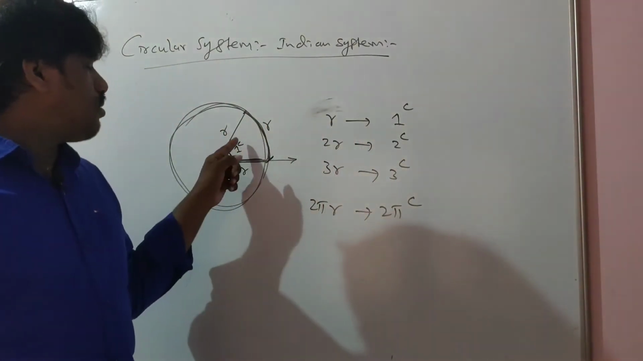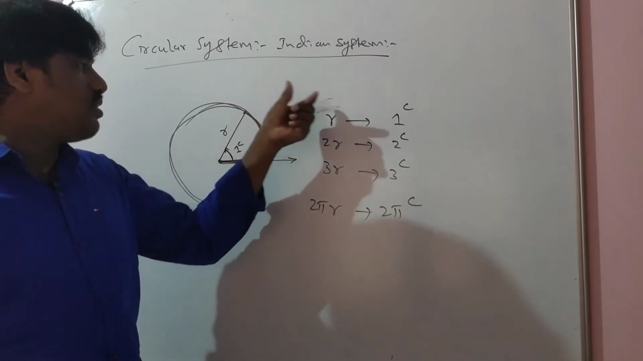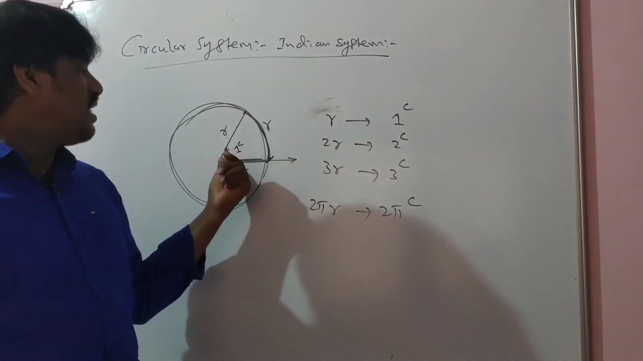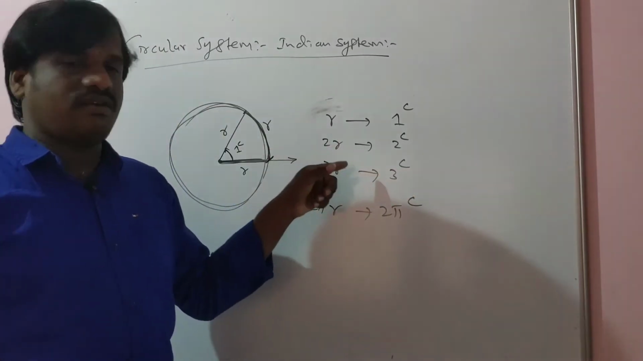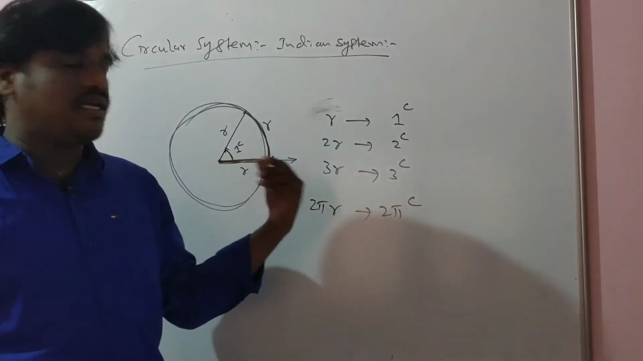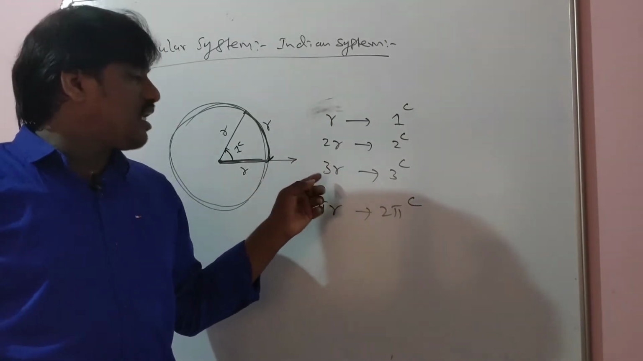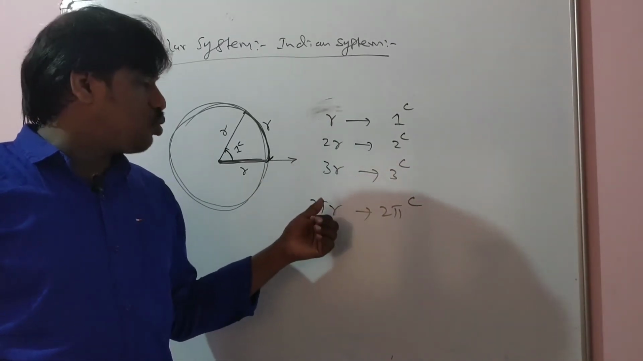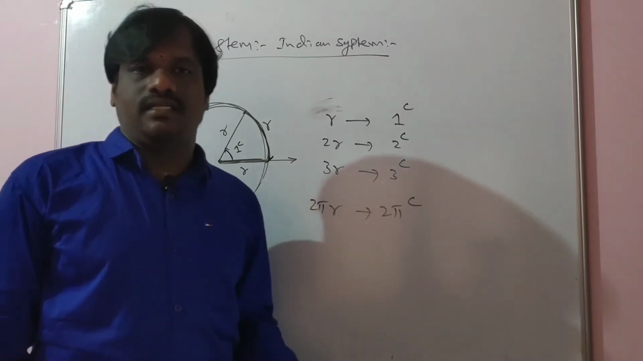1 radian: see here, 1 r is there. When the length of the arc is equal to the radius, it subtends an angle at the center, and that is called a radian. And if 2r length of the arc subtends an angle, that is 2 radians. If 3r length, then 3 radians. 2 pi r length makes 2 pi radians.